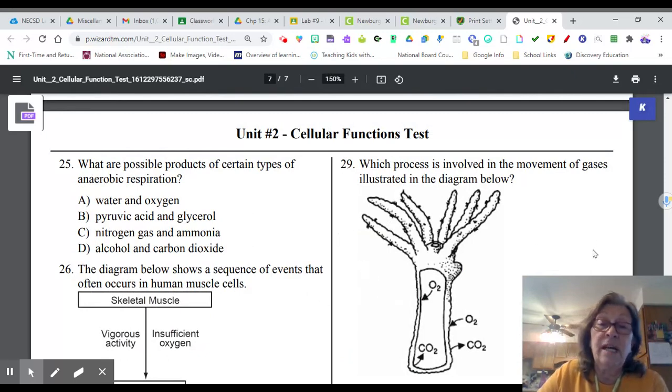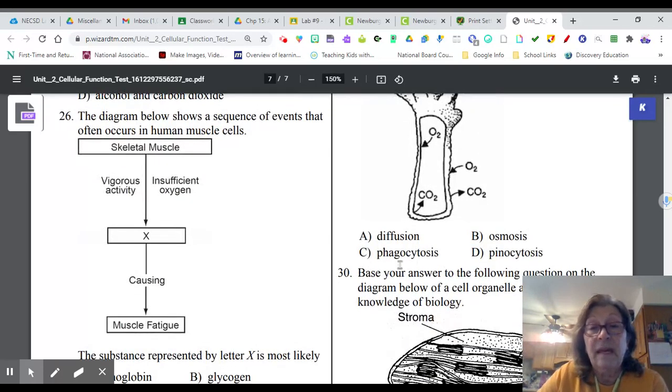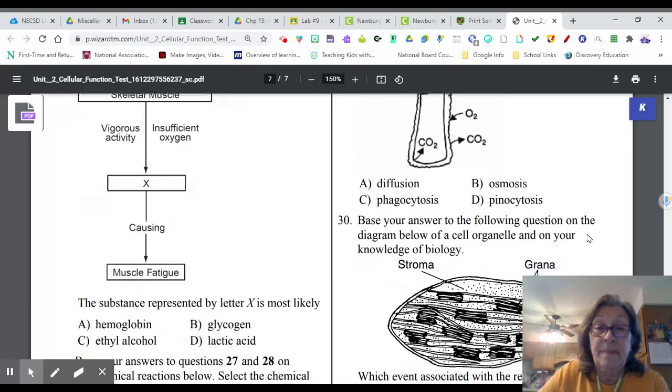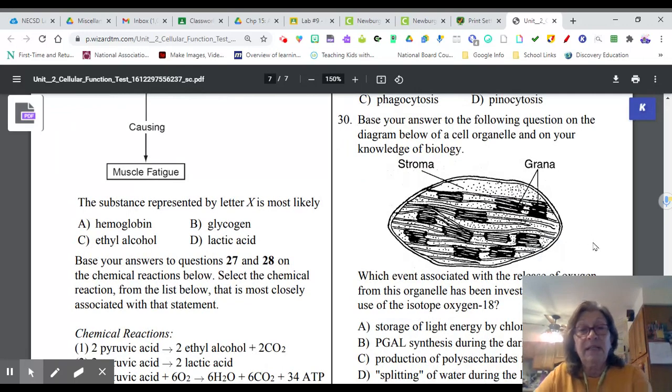Question number 29. Which process is involved in the movement of gases illustrated in the diagram below? We have O2, O2, CO2, and CO2. A, diffusion, B, osmosis, C, phagocytosis, or D, pinocytosis. And last but not least, question number 30.